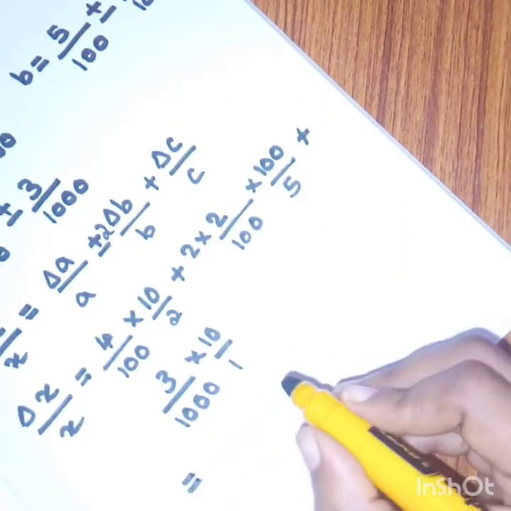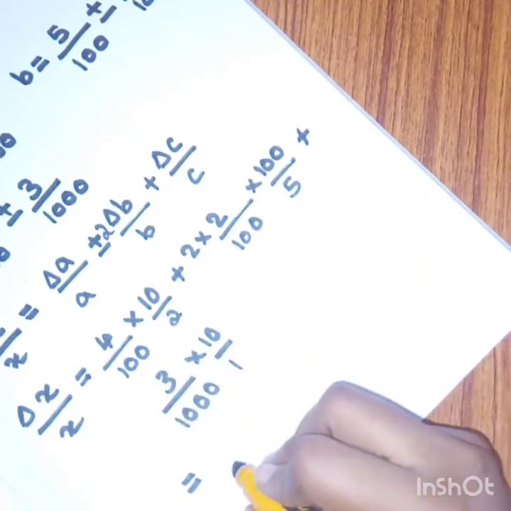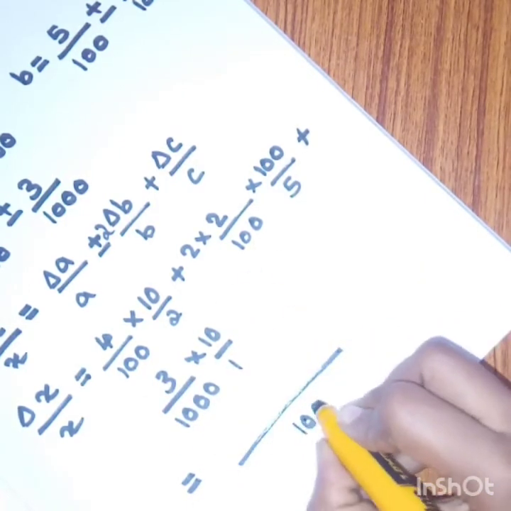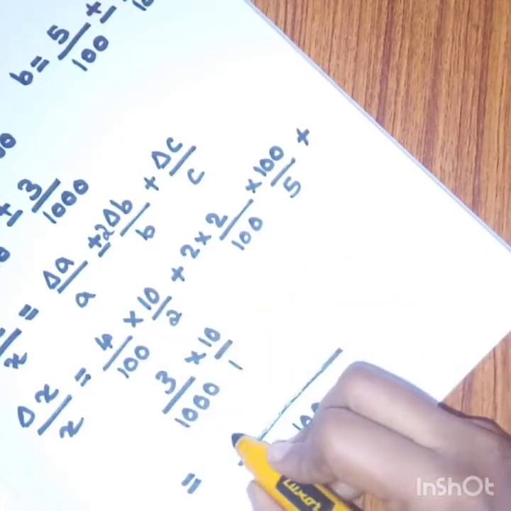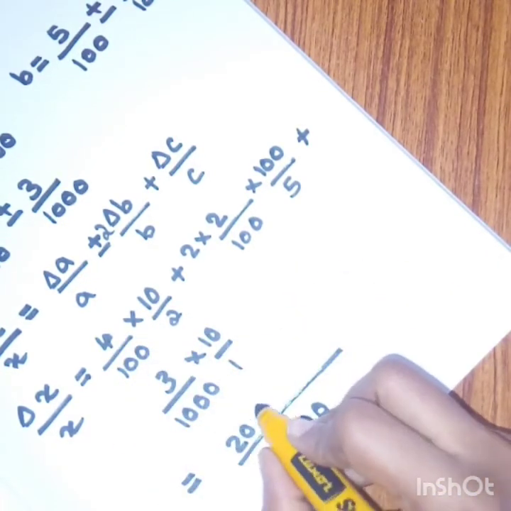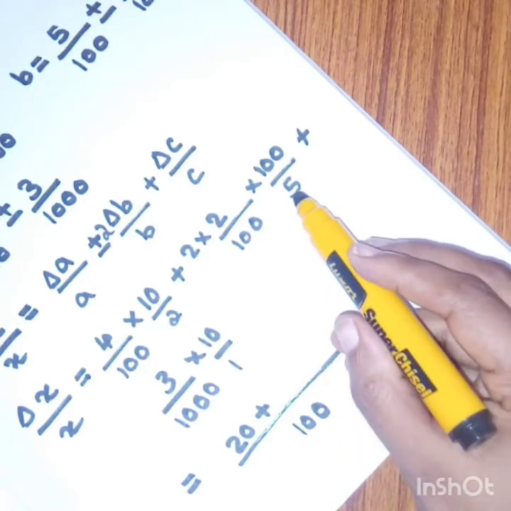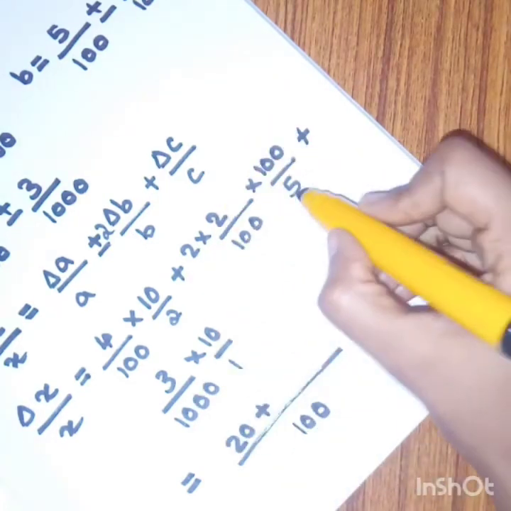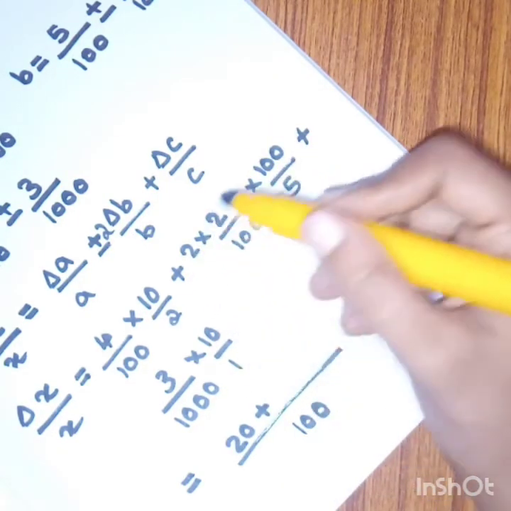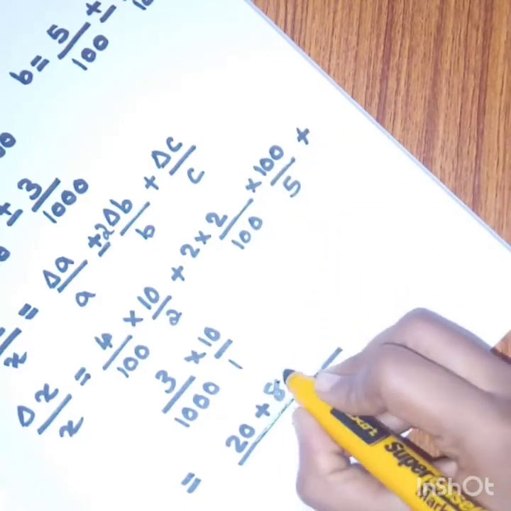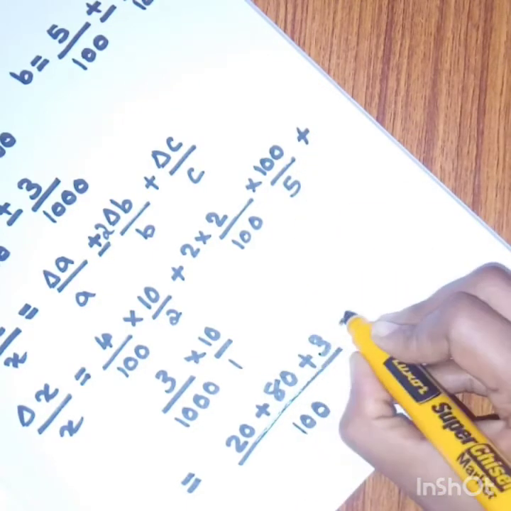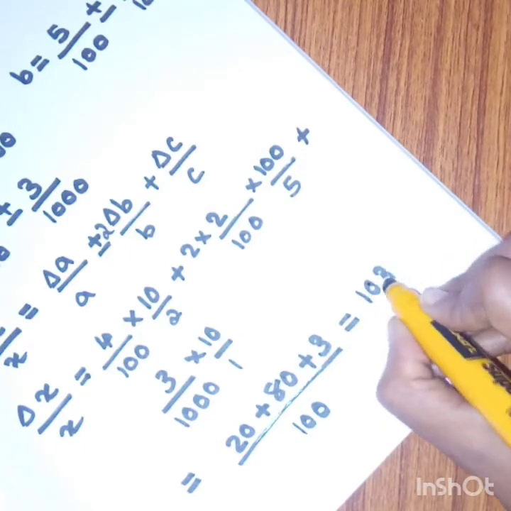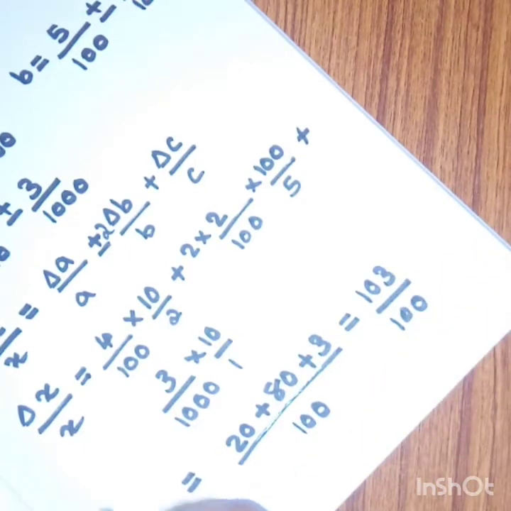That is, I write all in 100. 20 plus 4 by 5 is 20. 20 into 4 is 80. 80 plus 3. That means 103 divided by 100. That is the relative error. Okay. Next topic of discussion is uncertainties.